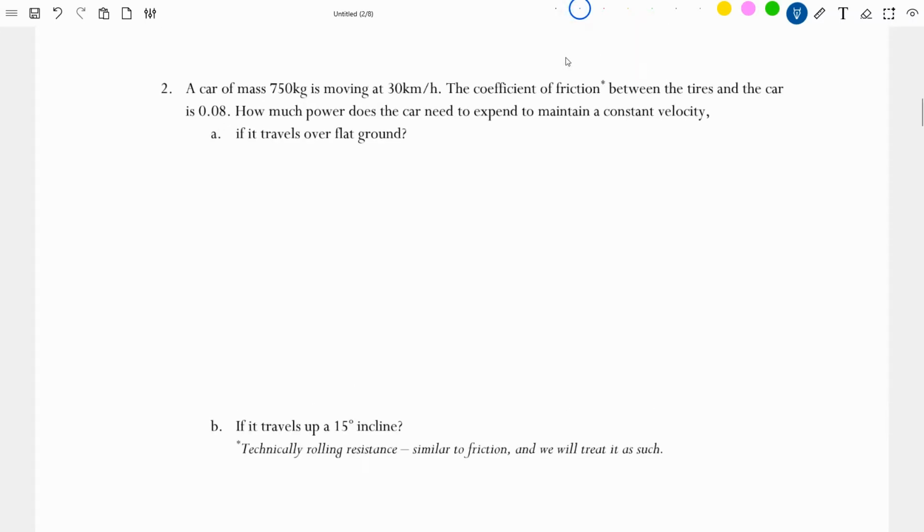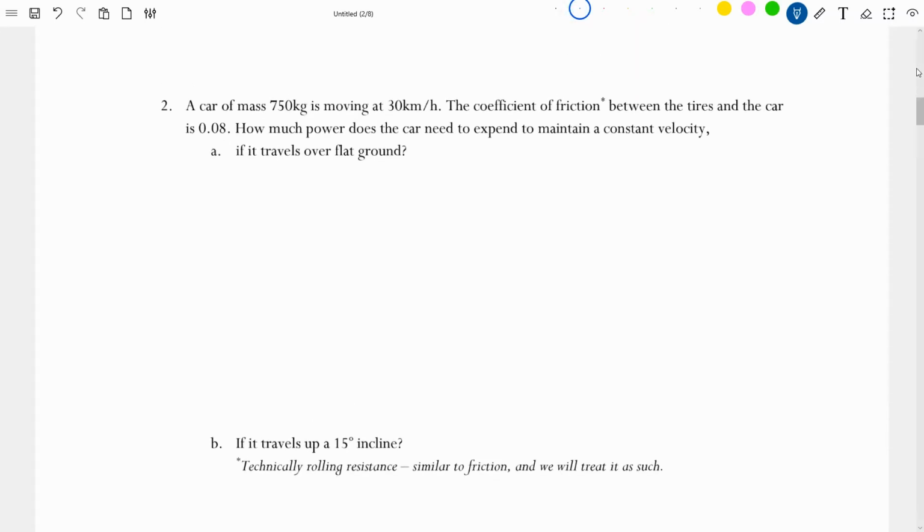Number 2. A car of mass given 750 kilograms, moving at that speed, coefficient of friction, and there's a little asterisk on here. Yeah, Mr. Dawson and I talked about this and wondering whether we should even bother to mention it or not, and ultimately we decided that sure, we'll just kind of slip this in here, because technically this is not friction as we learned it in the past.